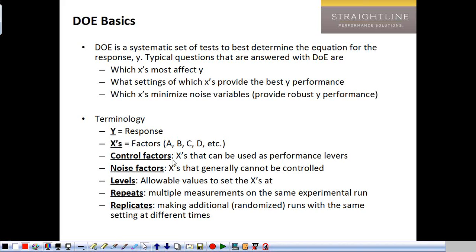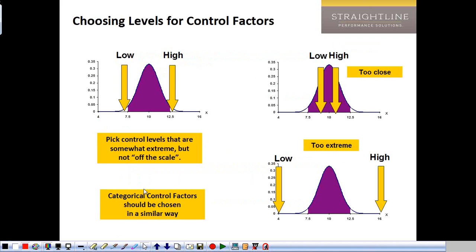Repeats are things where we run the same experimental setting multiple times. And replicates would be where we run additional randomized runs with the same setting at different times, maybe sent to a different area or whatever. Those are very close to each other and not enough of a distinction to really spend a lot of time with. Choosing the levels, again, we want to choose basically near extremes but not extreme extremes.